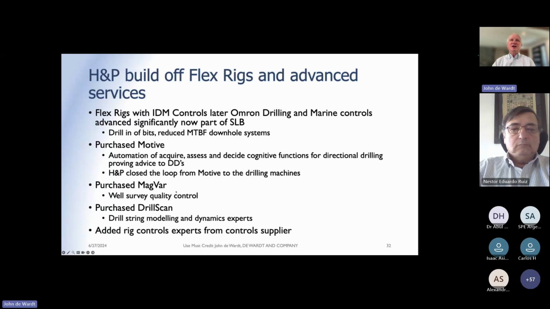They purchased Magvar, which is a well survey quality company, due to the need to have accurate surveys in drilling long laterals. They purchased DrillScan. DrillScan is a modeling and dynamics experts company, and they are actually providing input into the systems and the methodologies that are being applied in these advanced services by H&P. And they brought in rig control experts that actually came from Omron Drilling and Marine Controls. So they brought the controls development in-house.